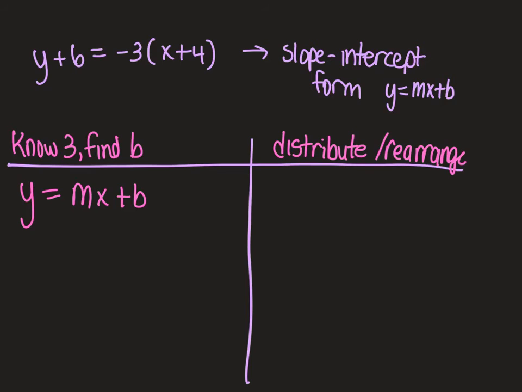If I know 3 and I'm going to find b, remember that I have 4 letters: Y, M, X, and B. I know these 3 by looking up here.